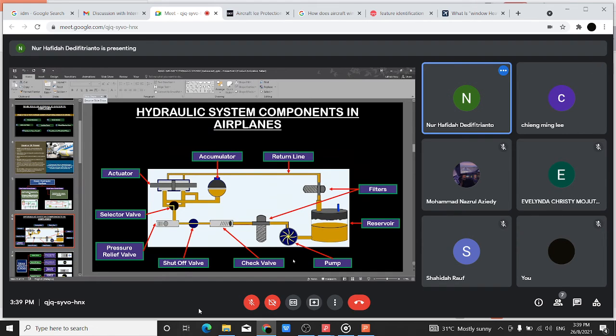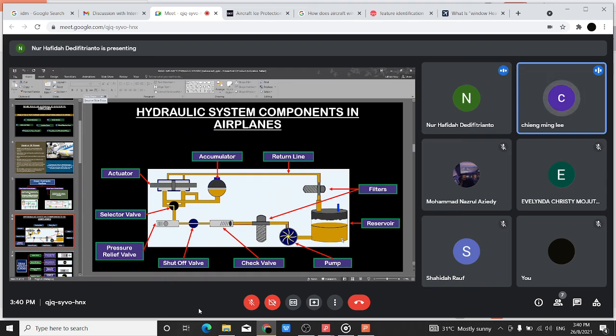So what's the return filter? What's the function? Return filter, just in case the system has some corrosive particles in there. When it goes back here, it will trap the impurities so that only the fluid can go into the reservoir, to make sure that the fluid here is still clean. Okay.